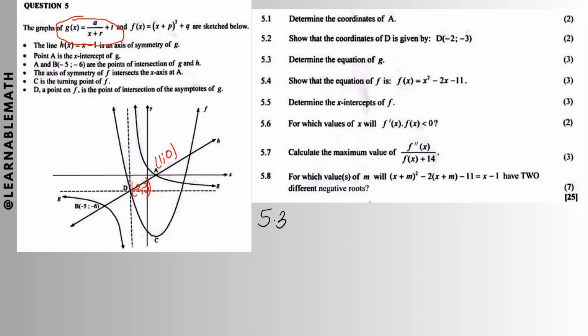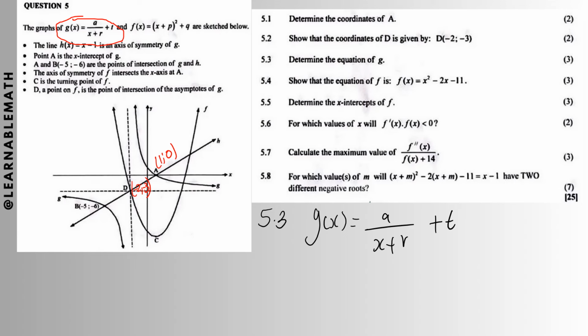So to determine that equation, obviously you must know the asymptotes, right? Because R and T are the asymptotes. The other one is the vertical asymptote, and the other one is the horizontal asymptote, right? So to get that equation, we are given g of x equals a over x plus r plus t, right? So you must know what r is and what t is.